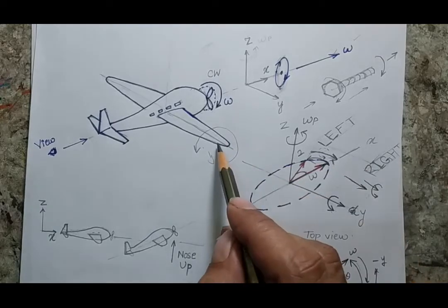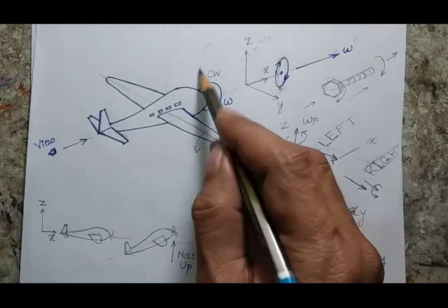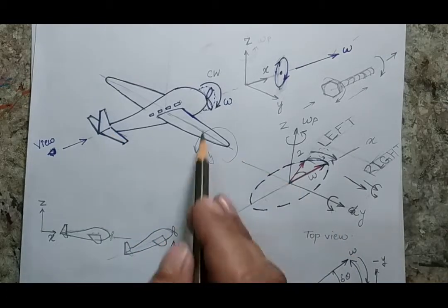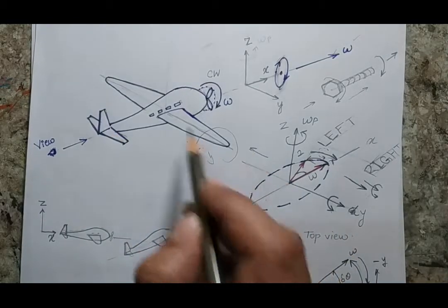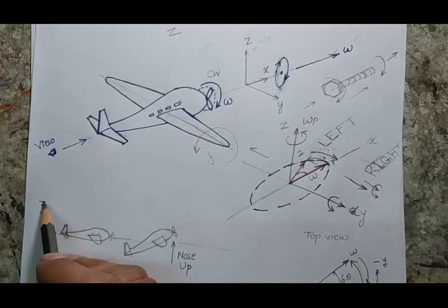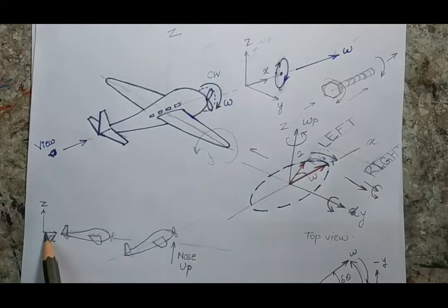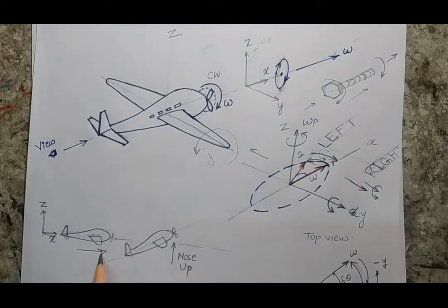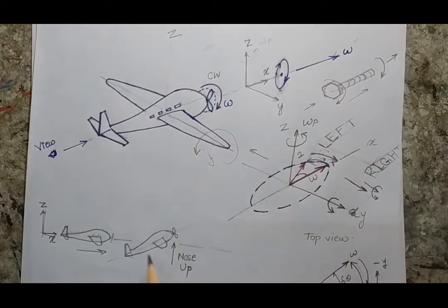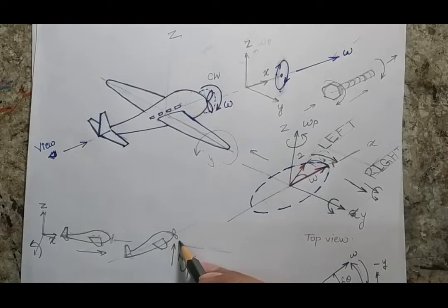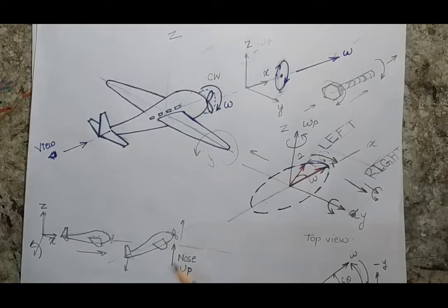Because of the counterclockwise couple, the nose will go upward and the tail will come downward. So if I see from this way, this upward will be my z-axis, this will be my y-axis and this is my x-axis. So I see my x and z-axis, and this is my plane which is going in the forward direction. This is the same representation, and because of the gyroscopic effect coming about in the counterclockwise direction, this part of the plane will go up and this part will go down.